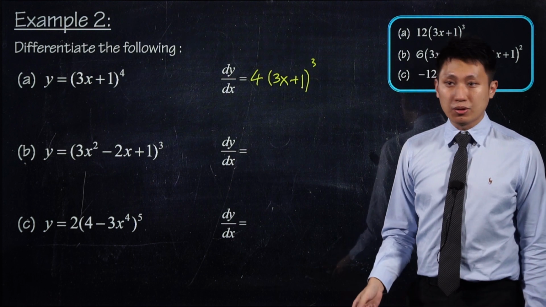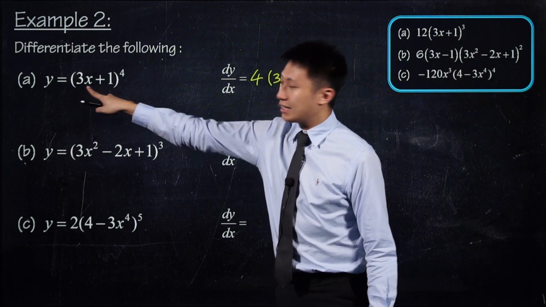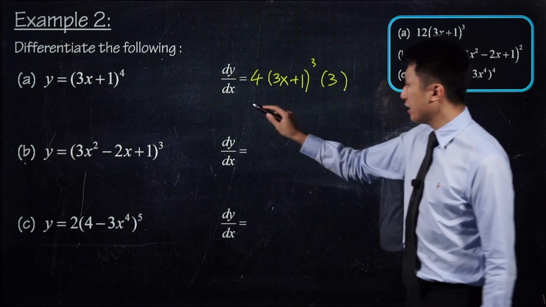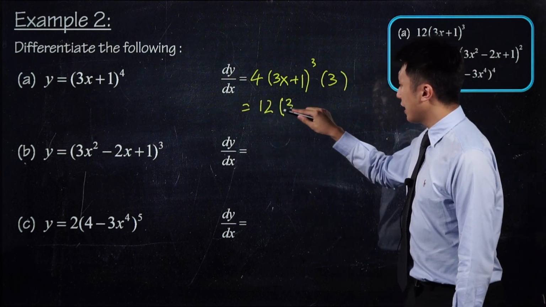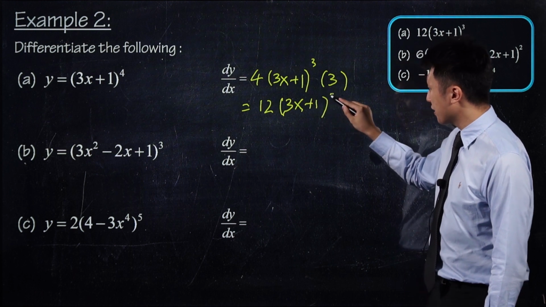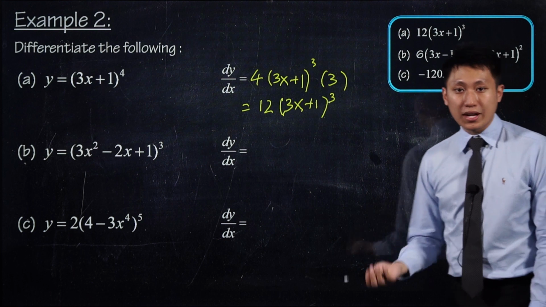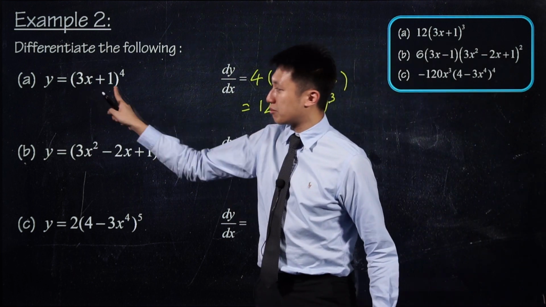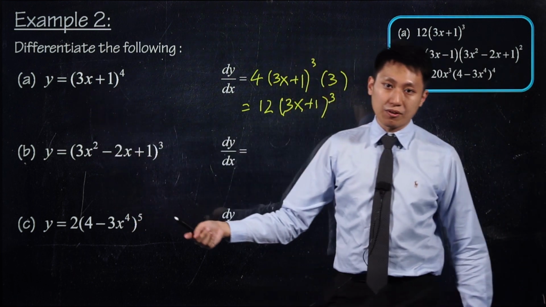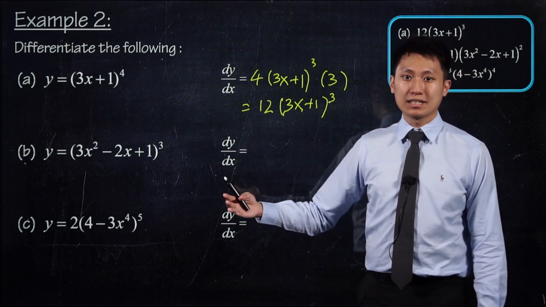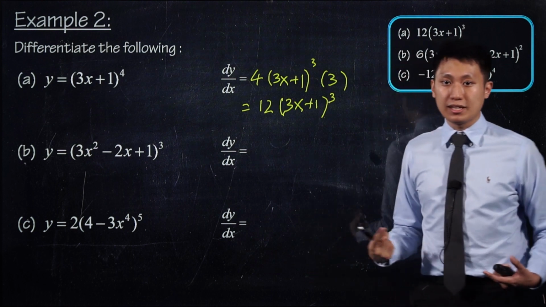Then after that, what do you do? Differentiate the inside. The inside is 3x plus 1, so it's 3. The answer will be 12(3x plus 1) to the power 3. The answer is the same. Great. If you cannot, then let u equal 3x plus 1, then y is equal to u to the power 4. Differentiating it gives 4u to the power 3, then du/dx. Then you expand and put the things in.